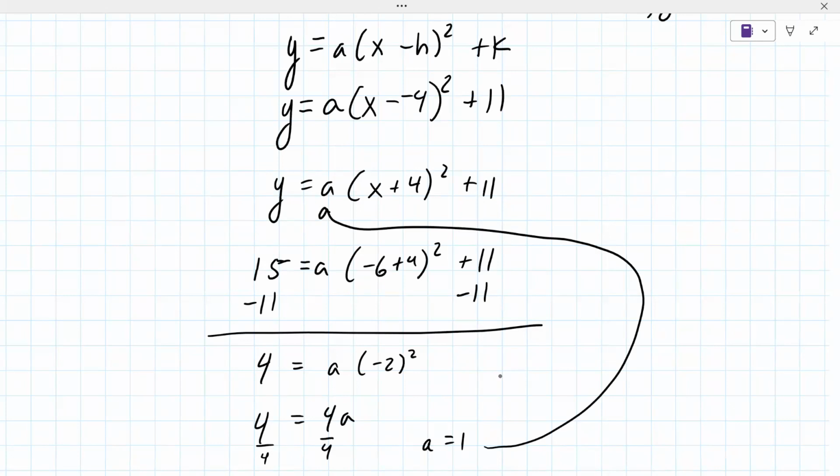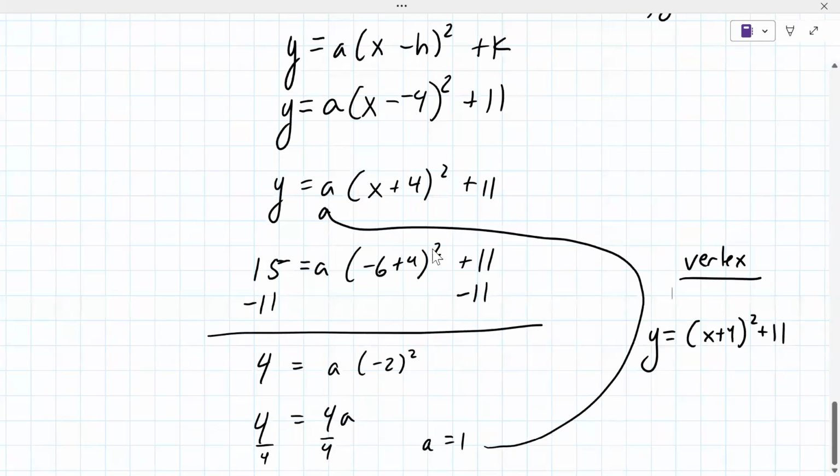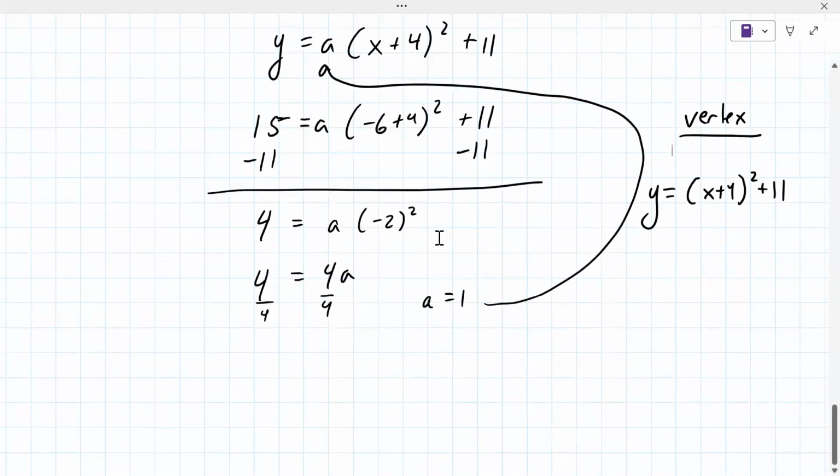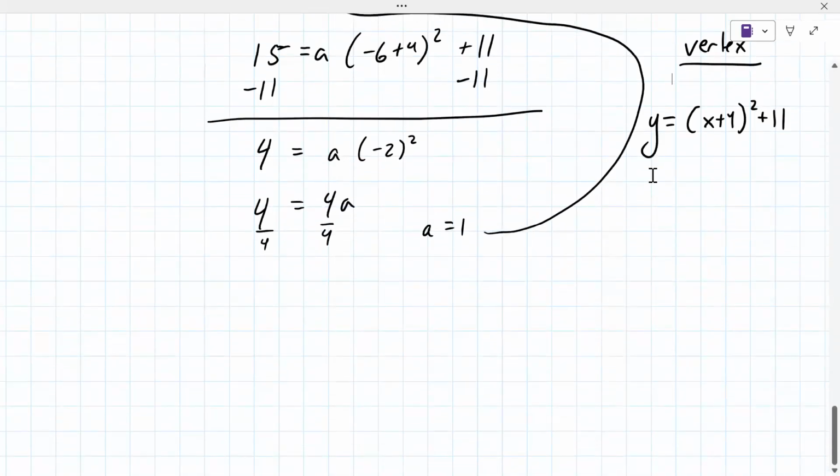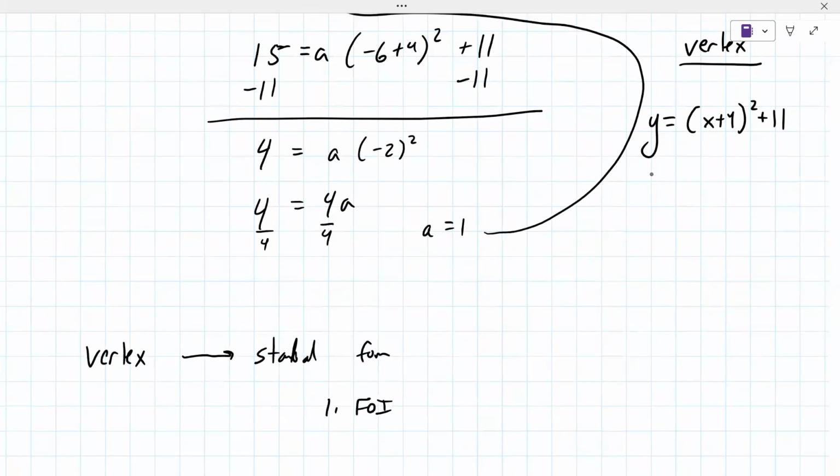All right, so your final answer is (x plus 4) squared plus 11, but that's if they want it in vertex form, which they don't. So we'll get to how to turn it into standard form. But that's our answer. So to go from vertex to standard form, you have to FOIL and then combine like terms.